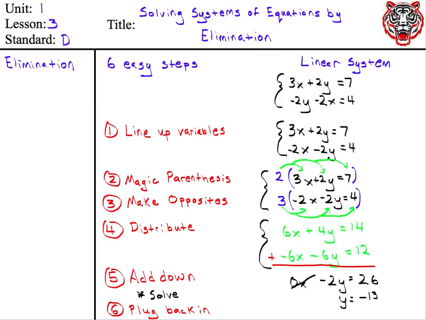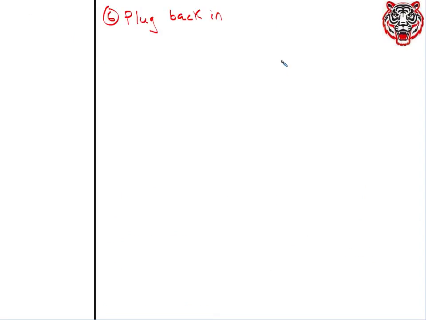So this is going to be, what color was I in? So step 6, this is plug back in. Back in. So we have our y. Our y was y equals negative 13. I need to plug that negative 13 in for the y.